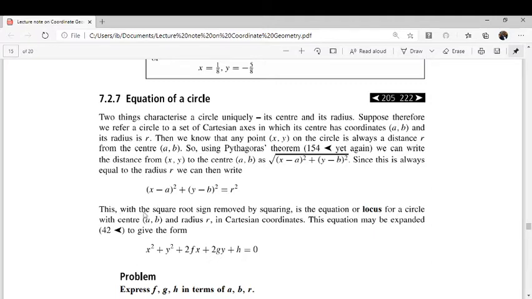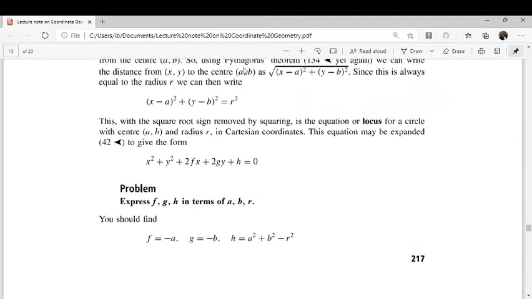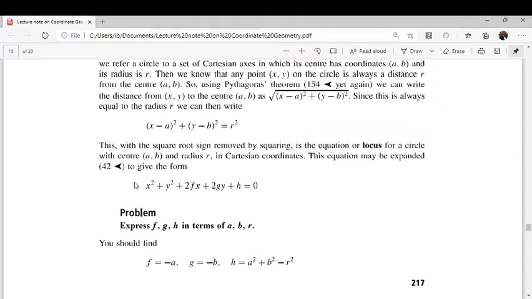To get the distance between 2 points on a Cartesian system is this on the line. So that's how we got this. So this one will enable us to define the equation. In fact, this is the equation, this is the general form of the equation of a circle.